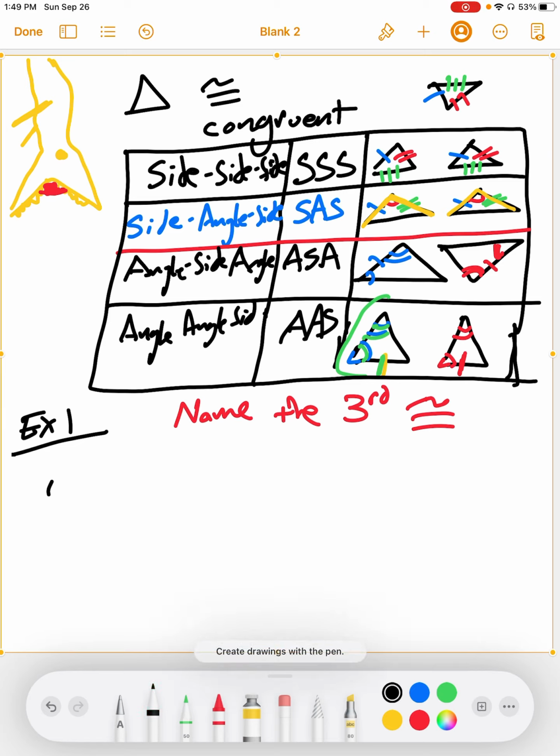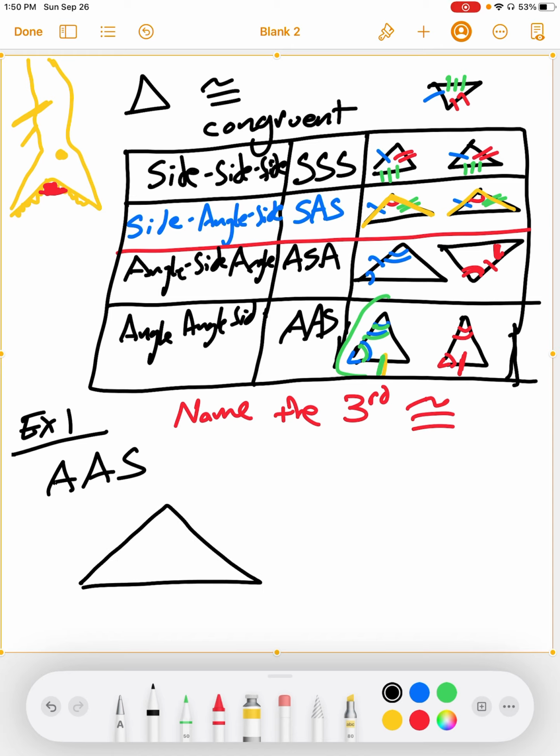All right, and our final one we need is angle, angle, side. And draw them different.